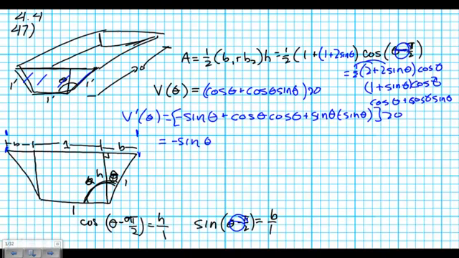Negative sine theta plus cosine squared theta, and the power of minus sine squared theta. So point back to the third, you do 1 minus, because it's a complement. All of this times 20.